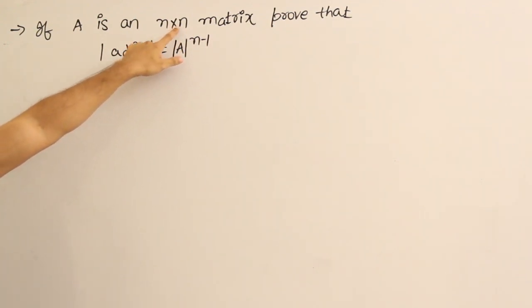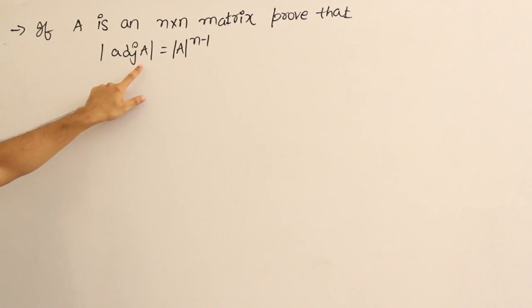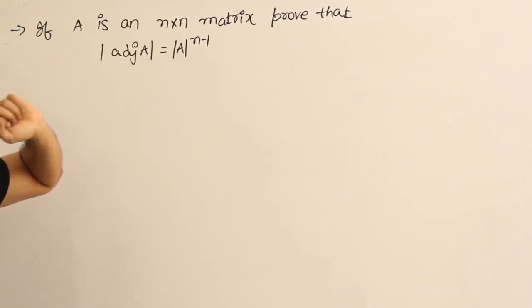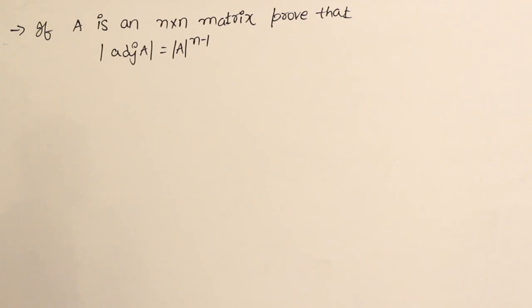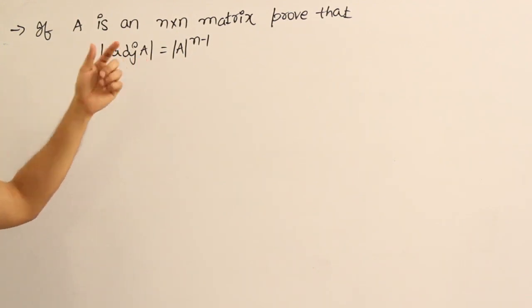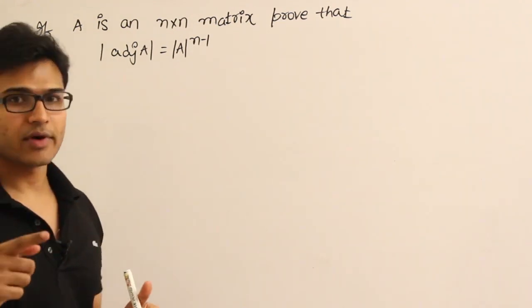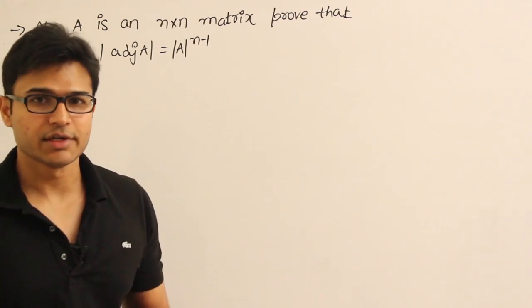In case it is a 3 by 3 matrix, then the determinant of the adjoint of A is equal to the determinant of A whole square. So what is the adjoint of a matrix? It is nothing but replacing every element with its cofactors and then taking the transpose. So again you take the transpose, and we get the matrix obtained by replacing every element with the cofactors. Okay, I'll go slowly here.